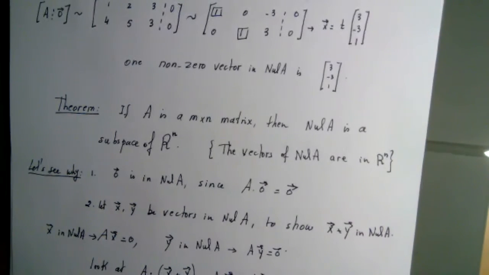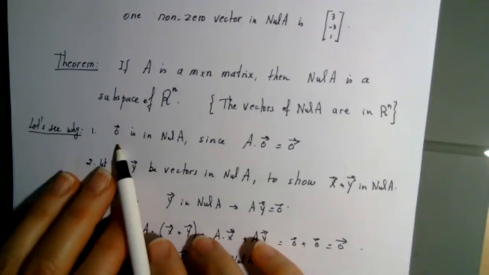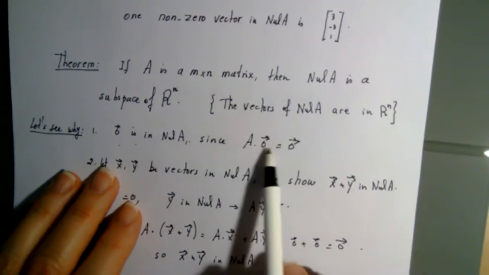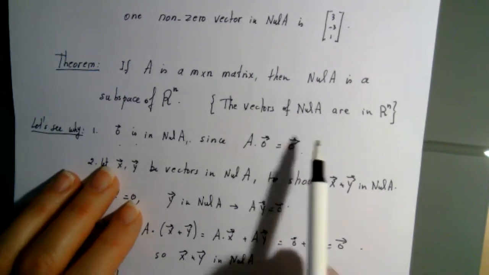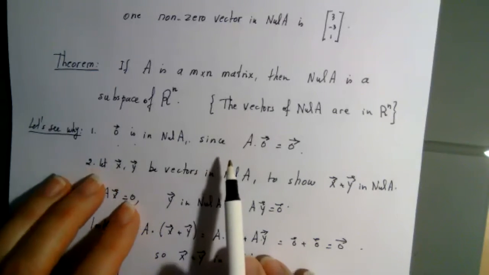So let's check very quickly why it is a subspace. First, the 0 vector is in the null space. Why? Because A times 0 equals 0. It means the 0 vector satisfies the equation Ax equals 0.